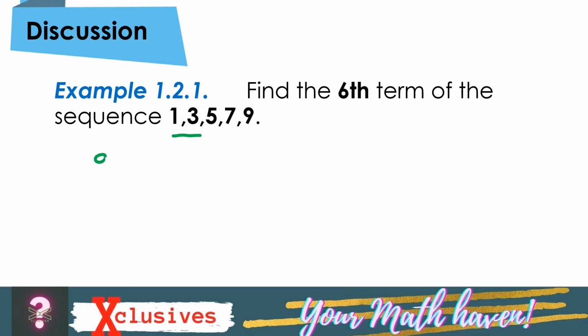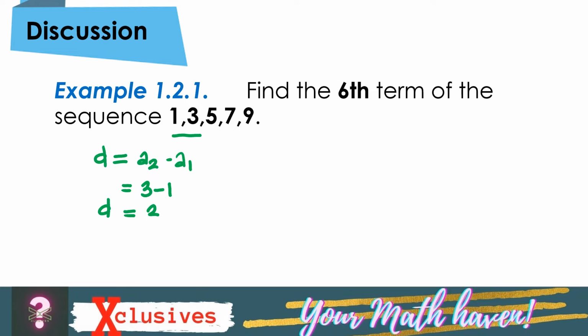So, we have d, or the common difference, is equal to a sub 2 minus a sub 1. Our second term is 3 minus first term is 1. The difference between 3 and 1 is 2, and that's our common difference.